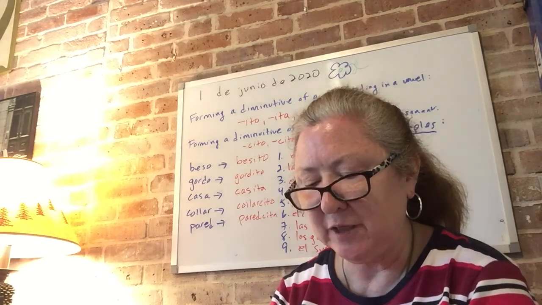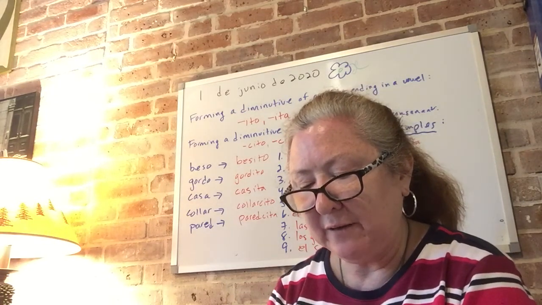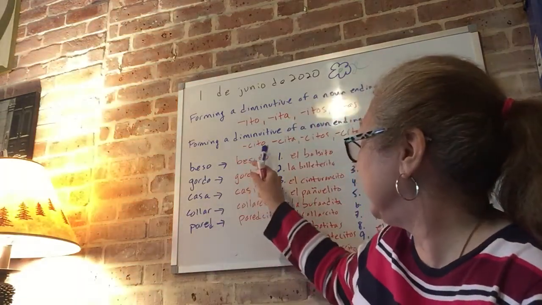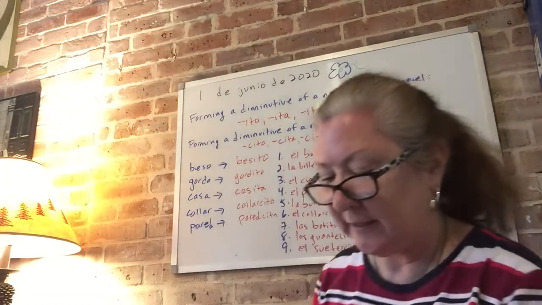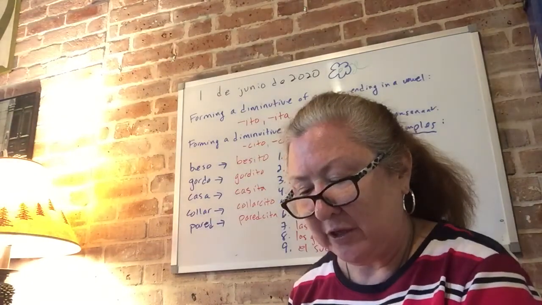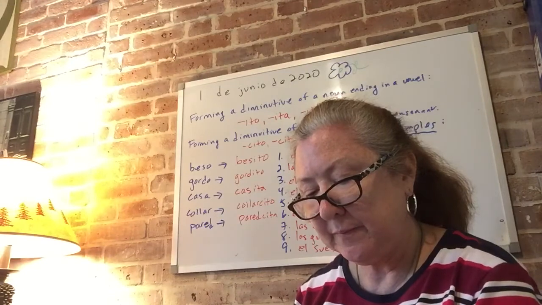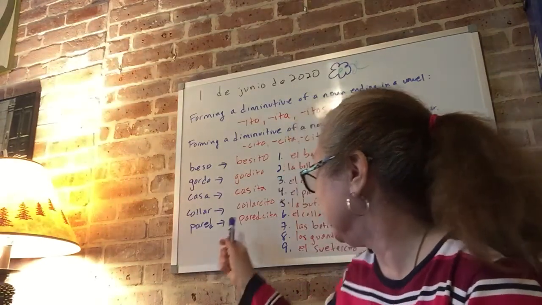Okay, for nouns that end in a consonant, add the ending cito. So remember we did a cito, cita, citos, and citas to complete the word. So example, collar becomes collarcito. And we did talk about that earlier, collarcito.